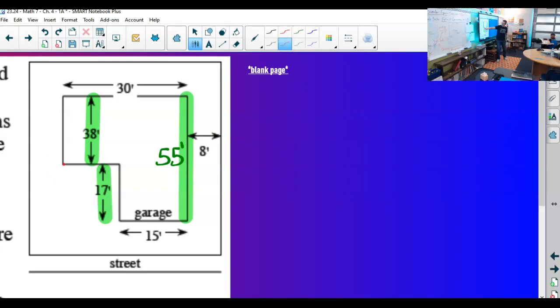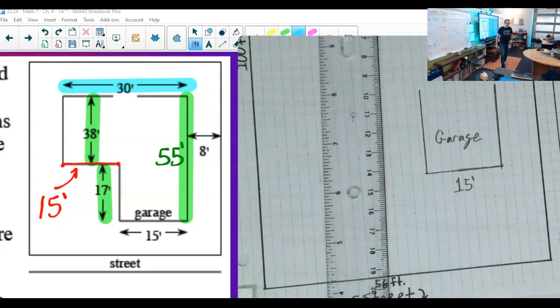Has anyone figured out the front of the house, like probably where the front porch is? That's 15 feet. Because the whole house together is 30 feet across back here. All right, keep going. You got this. We're doing half as many boxes as the feet you need.